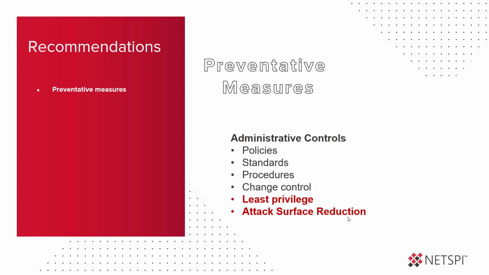The first one is just your standard administrative controls, right? We all love policy, standards, procedures, and change control. They're the best. We're all constantly trying to enforce the least privilege that they imply. But the other thing that you need to remember that some companies forget about is that we should also be trying to reduce our attack surface whenever possible. If something doesn't need to be online, take it offline, right?